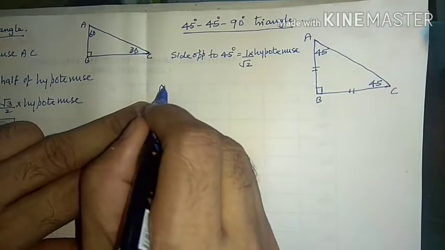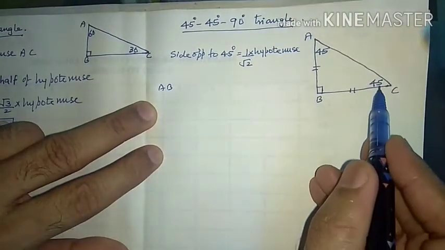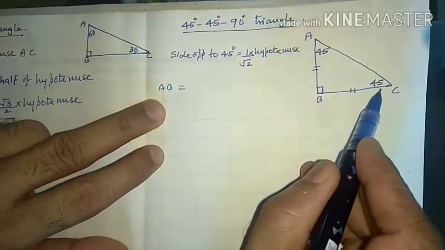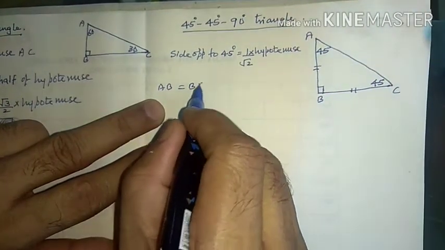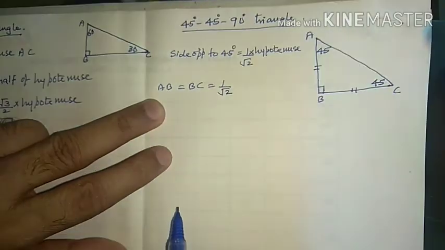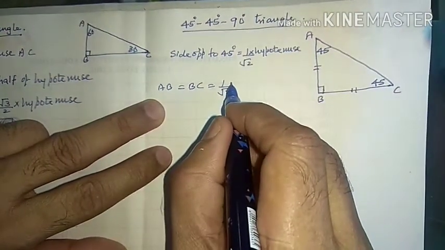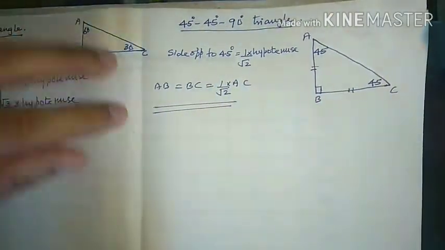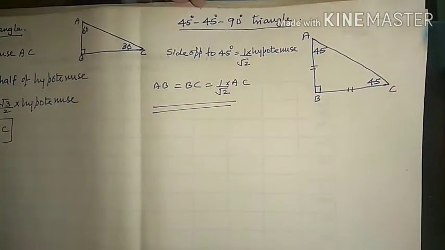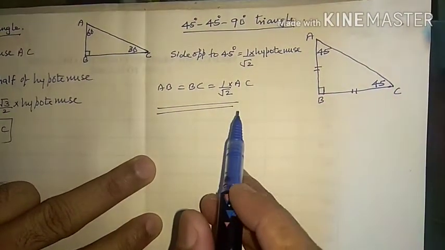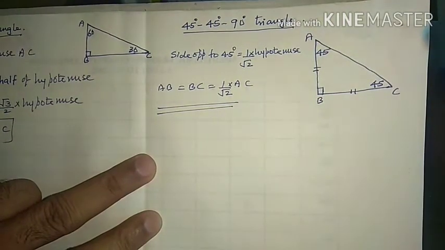This means the side opposite to this 45 degree, AB, equal to the side opposite to this 45 degree, BC, is equal to 1 by root 2 into AC. This is only for 45, 45, 90 degree triangles. This is also very easy. So what all did we do today?